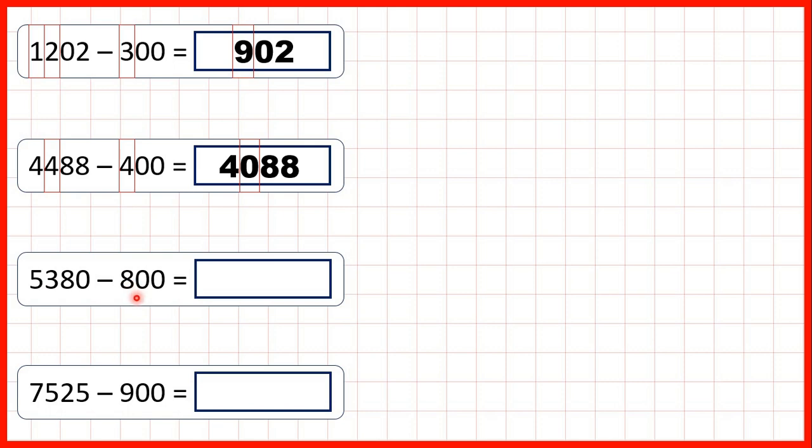5,380 minus 800. If we highlight the hundreds digits, we need to subtract 8 hundreds, but we only have 3. So what we need to do is highlight our thousands digit as well. Remember, if the digit that you're subtracting is larger than the digit in your first number, the place value to the left will need to change as well, because you'll need to exchange.